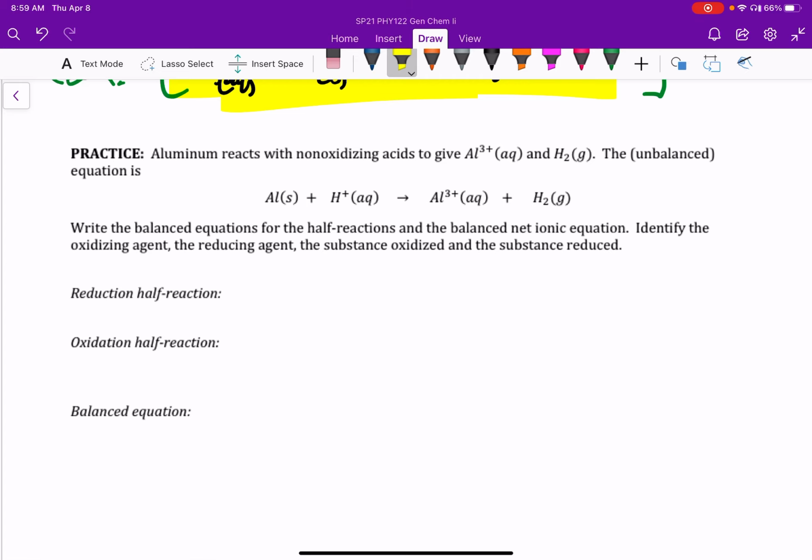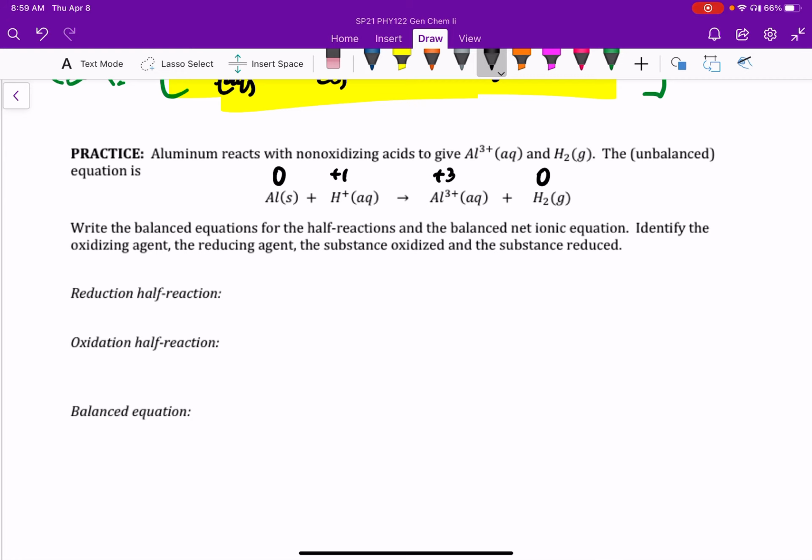So I start with oxidation numbers. Anything that is an element in its natural state is just 0. I always like to go in and do those first. And then I have just ions left over. So this is 3, and this is going to be 1. So I have my two species.